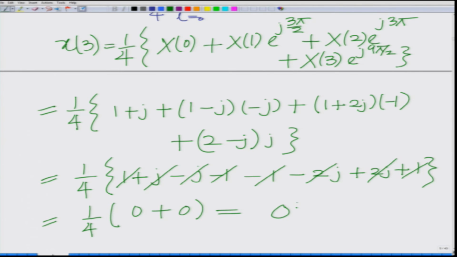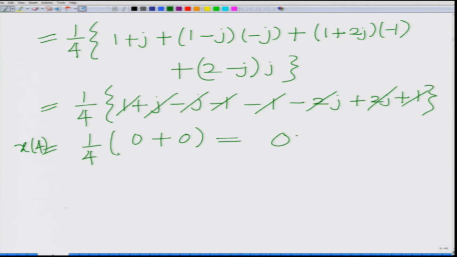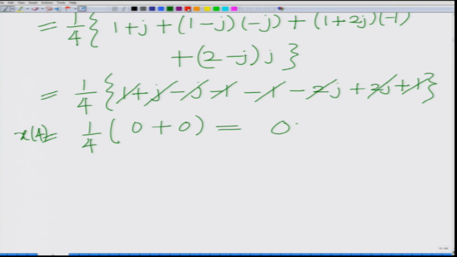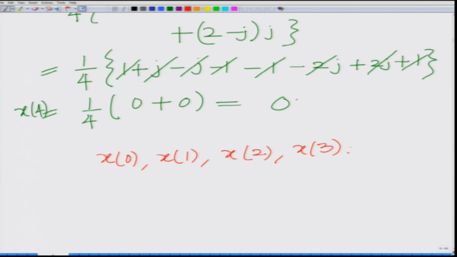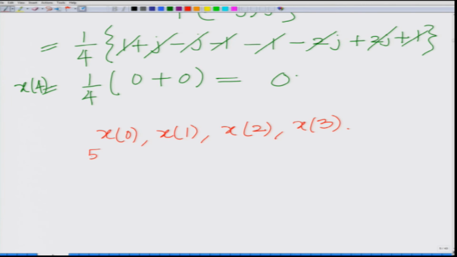So, what you have is 0, and this is basically your x of 4. Let me summarize what you have. You have the transmitted samples in the time domain which are given as x0, x1, x2, x3, and therefore, these samples, now let me write down the values that we have computed: 5 by 4 plus 1 by 4 j, minus half j, minus 1 by 4 plus 5 by 4 j, 0, this is x3.